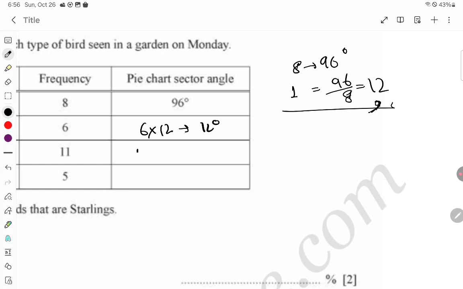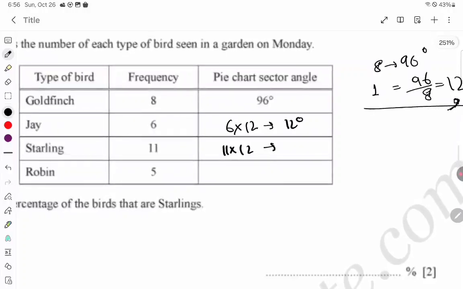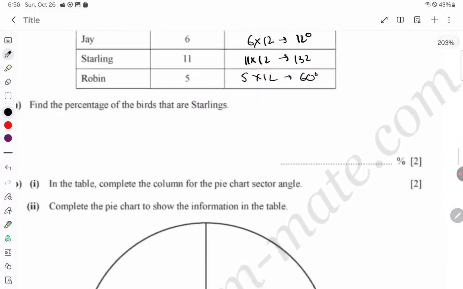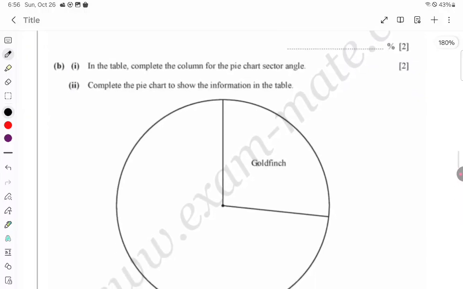Now 11 also multiplies by 12 because it's for the single bird value, 132. 5 into 12, 60 degrees. Now this is 96, which is already given.